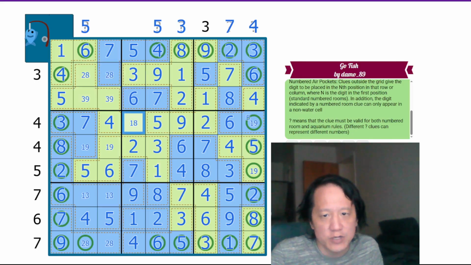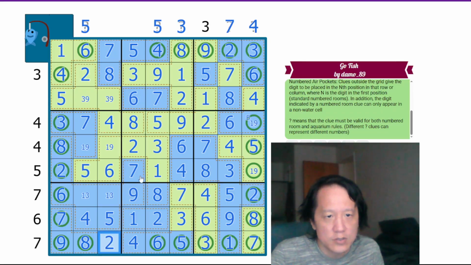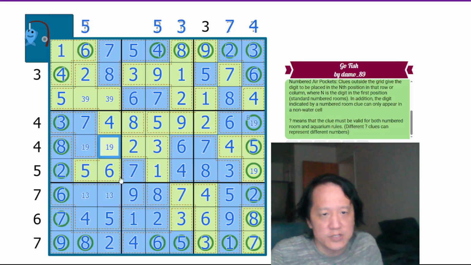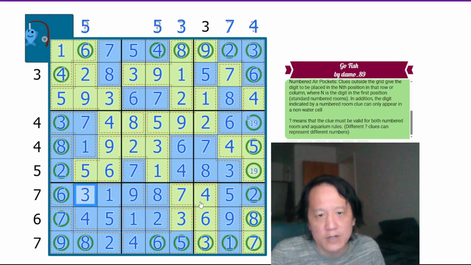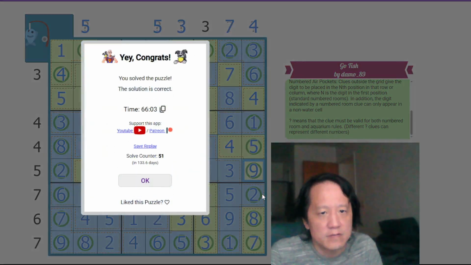1 eliminates 1 here, so that's 8. 8 can no longer appear in this cage, so this can't be 8. It's 2, which makes that 8. 2 eliminates 2 here, so that's 8 and 2. And 1 eliminates 1 in the rest of this cage, so that's 9 and 1. 9 eliminates 9 here, so it's 3 and 9. And 3 eliminates 3 here, so that's 1 and 3. Uh-oh. Oh, we missed that one. So then this is 1, and that's 9.